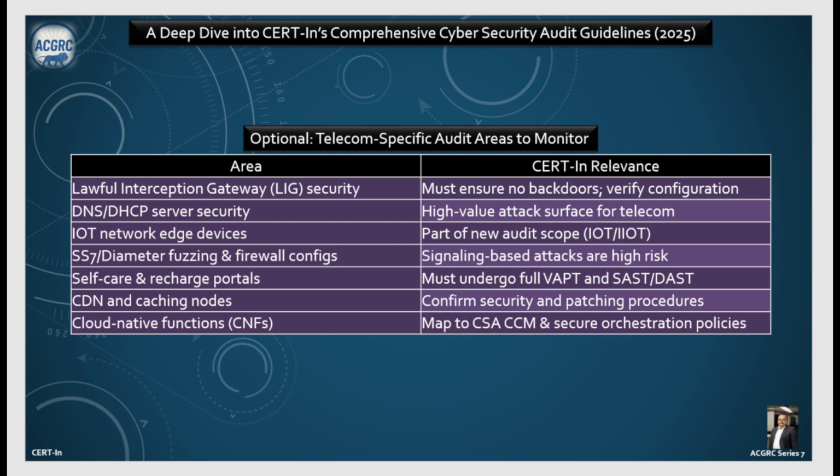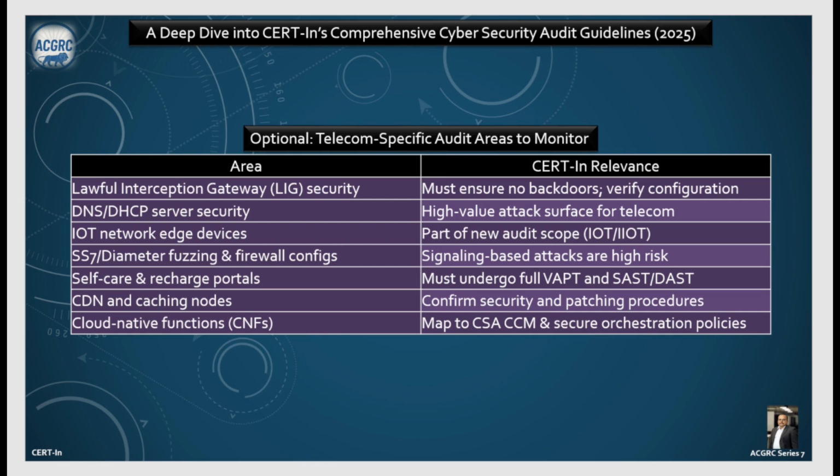There are some optional aspects specific to the telecom sector. The first is lawful interception gateway security. You must ensure no backdoors are in place and have a way to verify configurations. You need to monitor your DHCP, DNS. This is to ensure that high-value attack surfaces for telecom are covered. You need to monitor your IoT network edge devices. This should be part of the new audit scope.